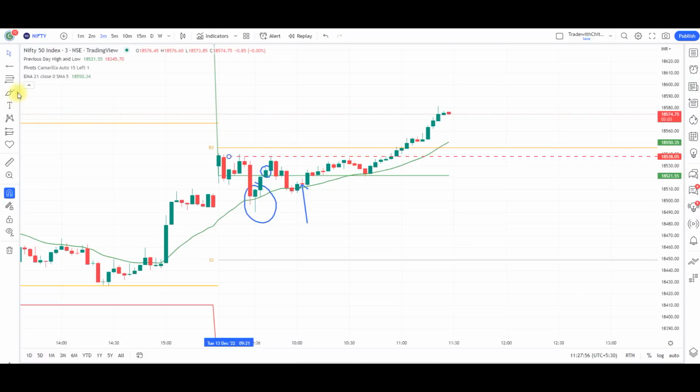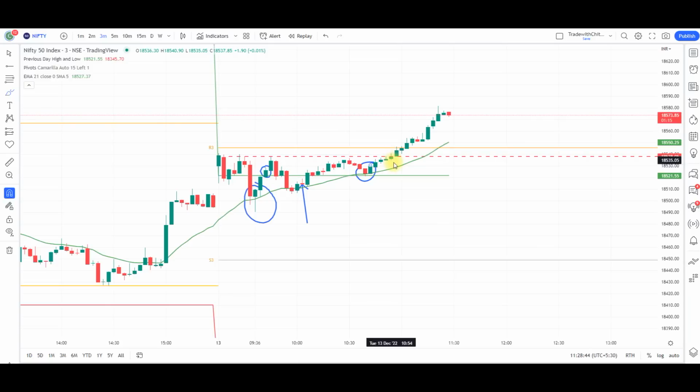Again, I got one more entry here in this green candle because this green candle gave a close above the 21 days moving average as well as above the previous day high. So I again entered into the third trade and I booked my profits exactly at the R3 zone. So this is how we need to enter into the scalping trade. We have to enter fast and we have to exit our trades also.